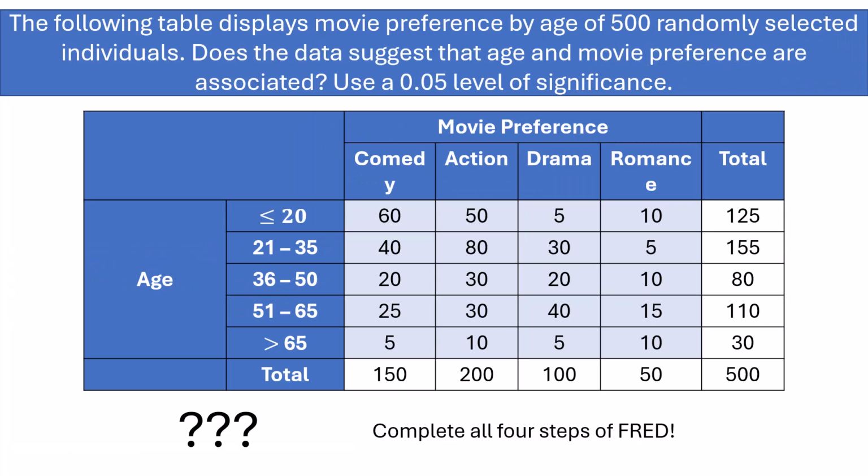All right, here's a problem for you to try. The following table displays movie preference by age of 500 randomly selected individuals. Does the data suggest that age and movie preference are associated? And use a 0.05 level of significance. So go ahead and pause the video and see if you can complete all 4 steps of the Phred technique.